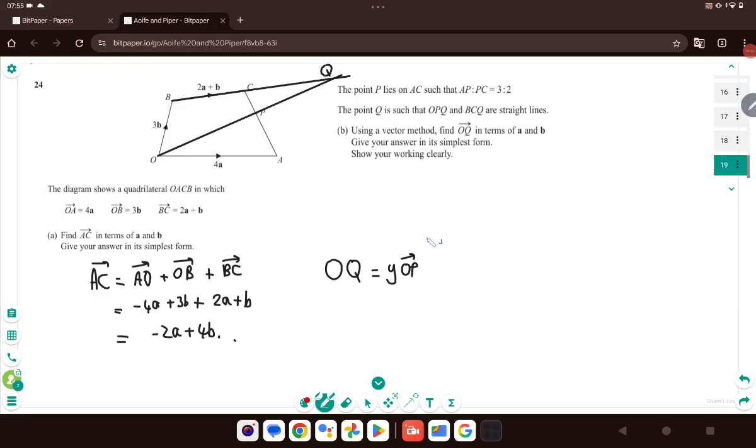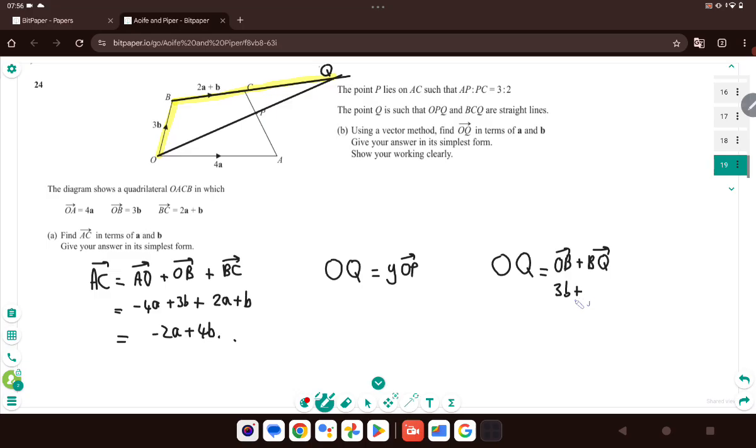So with these vector questions, when we've got all these unknowns, let's see if we can find O to Q in a different way. And then we can start working out our unknowns. That's kind of the key to answering these questions. So I've looked at that way from O to Q. Why don't we do this way as well? So O to Q is O to B plus B to Q. O to B is 3b.